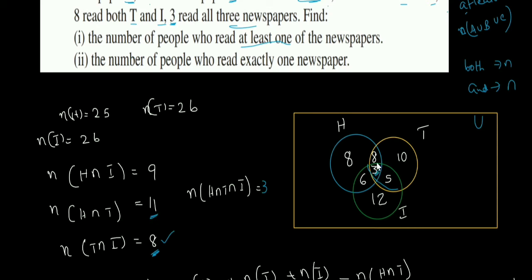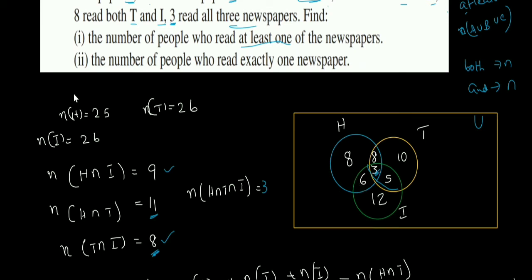So already 3 is there. Remaining 8 you will write. So 8 plus 3 will give you 11. Next is H and I. H and I is this. H is this circle. I is this. So total is 9. So 9 minus 3 you should write 6 here.